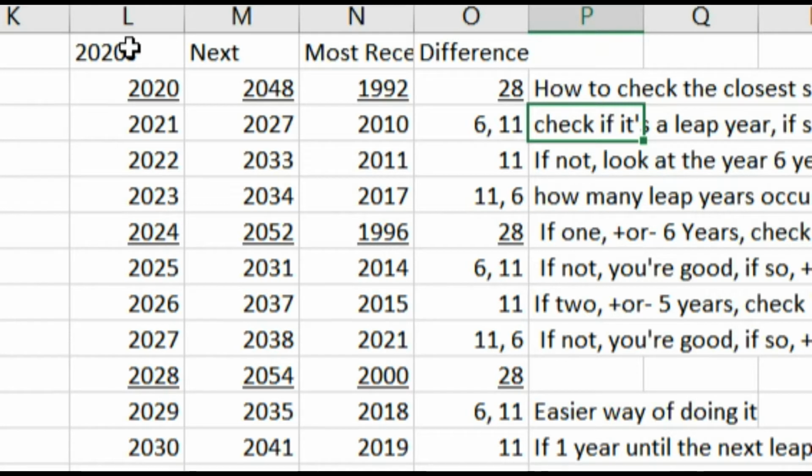And once again, like I said, I just did pure math. I just Googled a 2010 calendar and a 2027 calendar, and I looked: are those calendars the same? Yes. Okay, what's the math behind it? And this is how I came up with this whole system. So, how to check the closest similar calendar.